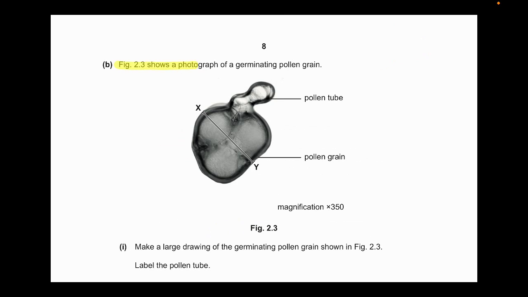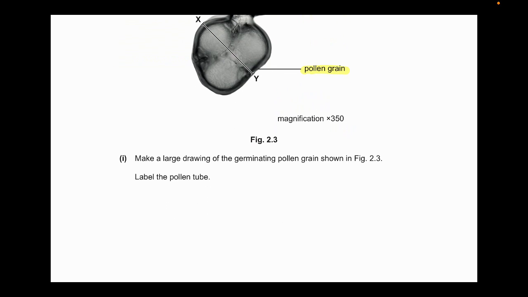Figure 2.3 shows a photograph of a germinating pollen grain. We can see the pollen tube. We can see the pollen grain. Magnification 350 times. Make a large drawing of the germinating pollen grain shown in figure 2.3. Label the pollen tube.